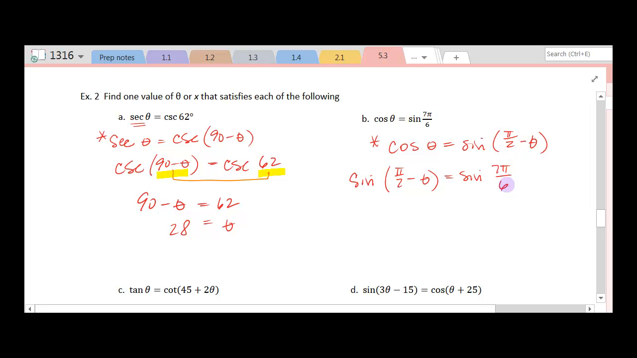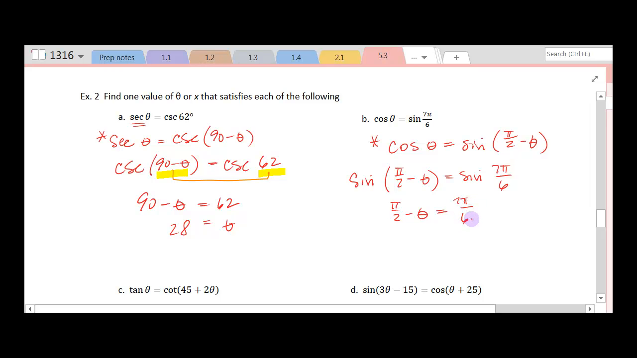Again, the reason I want to do that is because I want to put the same trig function on both sides of the equation. And if I already know sine, then I'm going to rewrite the left-hand side in terms of sine as well. So we take the angle, which is pi over 2 minus theta, set it equal to the right-hand side's angle, which is 7 pi over 6, and then subtract.